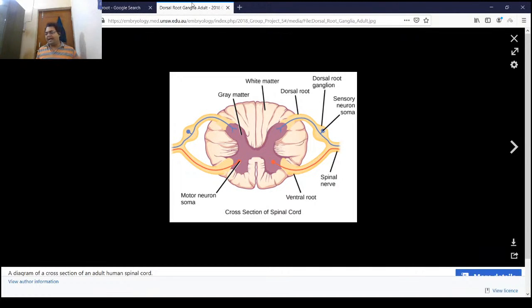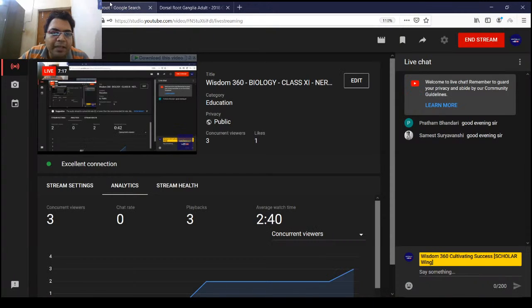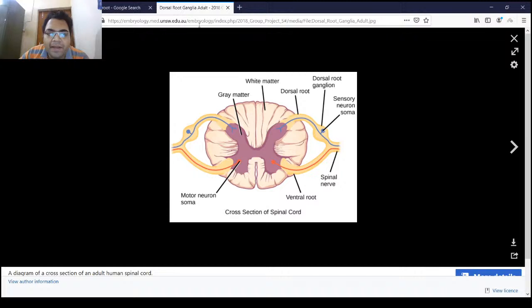In class 10 or lower classes, you might have learned that only the spinal cord is responsible. That's all. But how and why, and what is the spinal cord made up of? You can see in this diagram that the outer portion of the spinal cord is made up of white matter. White matter means the axons that are myelinated.